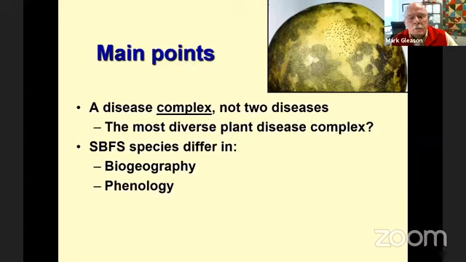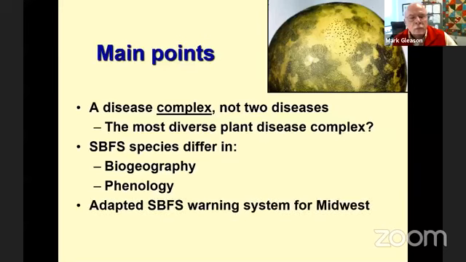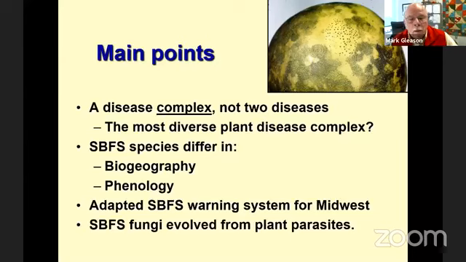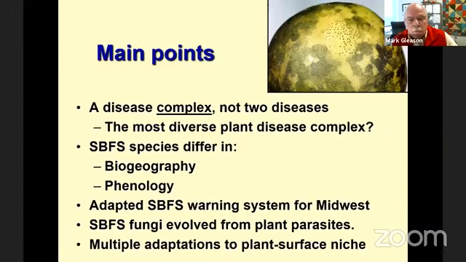And sooty blotch and flyspeck species differ with regard to biogeography and phenology, as I've shown you some evidence of that. I've shown you a little bit of management work where we adapted a sooty blotch and flyspeck warning system for the upper Midwest US. And some evidence from our lab that sooty blotch and flyspeck fungi evolved from plant parasites. And then we've seen that there are multiple adaptations to the plant surface niche, and some wonderful work on functional genomics from Sun Guang Yu's lab.